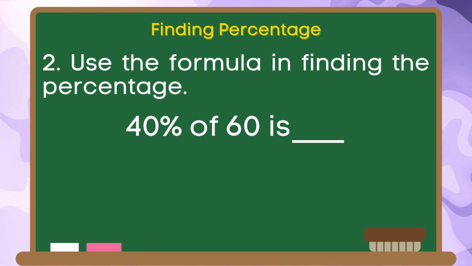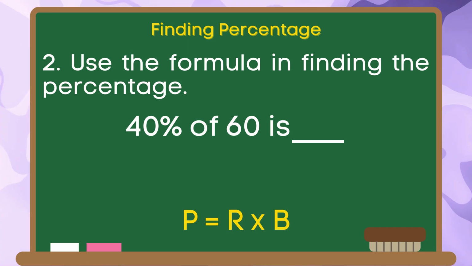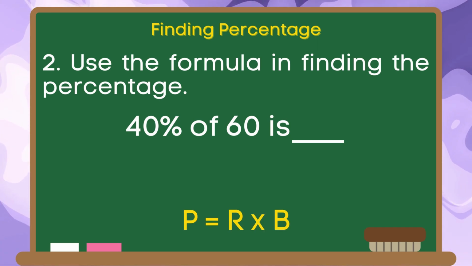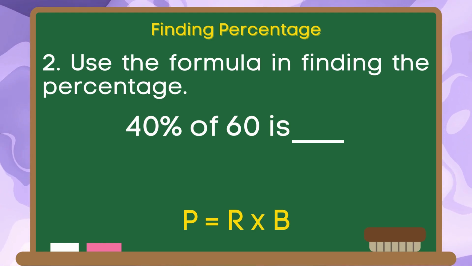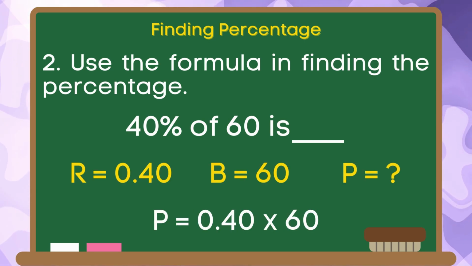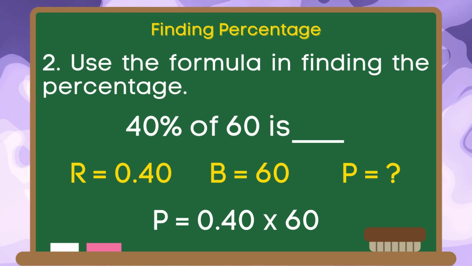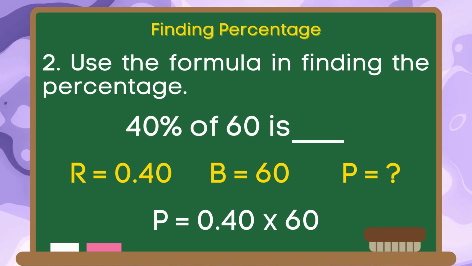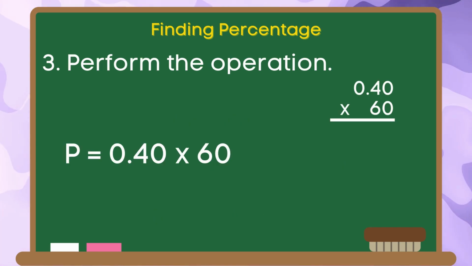For step 2, use the formula in finding the percentage. Since percentage is missing in this example, we are going to use the formula P is equal to R times B. Let us substitute the value of the given terms. R is 40 hundredths, B is 60, and P is missing. For step 3, we are going to perform the operation, multiplication.